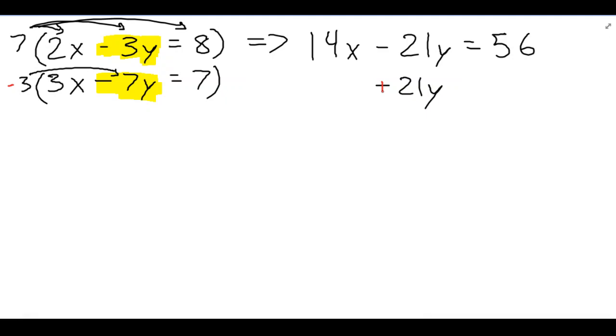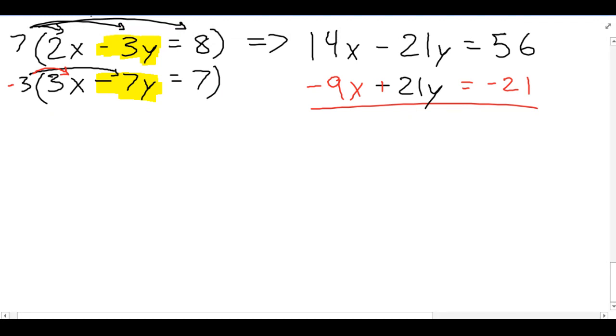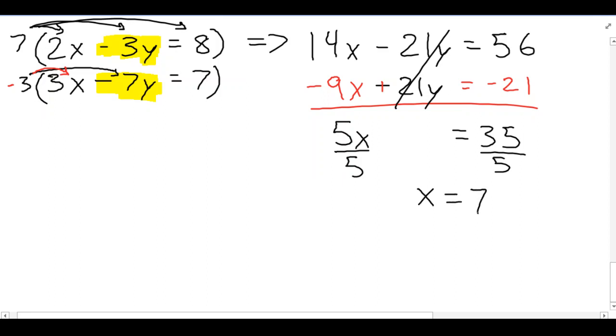Now make sure you multiply everything by that negative 3. So you end up with, in the bottom here, negative 9x, right? When you multiply these two together. And on the other side, you have equals to negative 21. Add these two equations together. The y's will cancel each other out. They will eliminate each other. And you'll end up with, let's see here, 14 minus 9x. What's that? That's going to give you a 5x. This eliminates each other. And you end up with 56 minus 21, which I believe is 35. And to finish it off, you end up with x equaling 7.